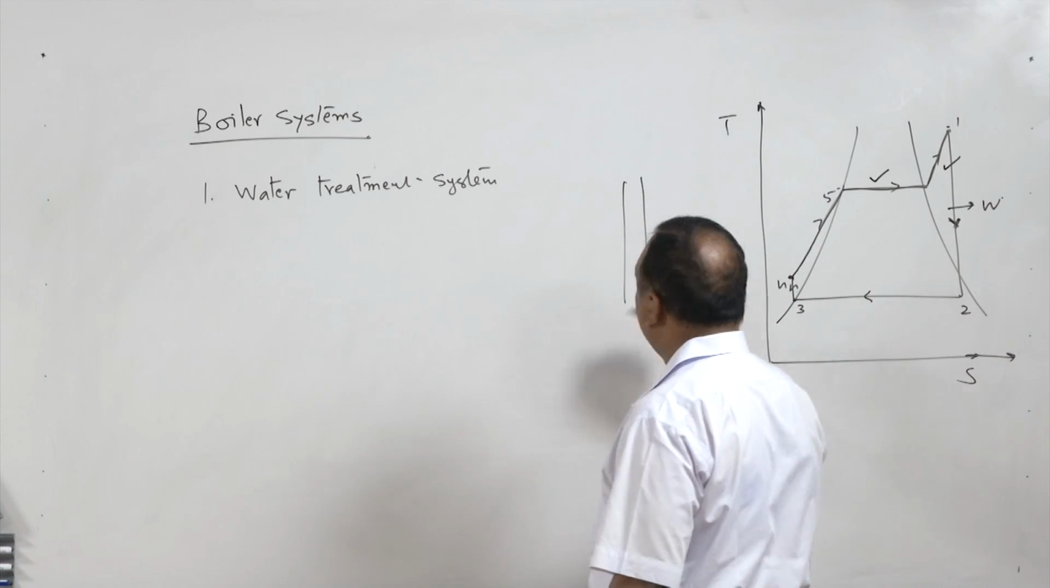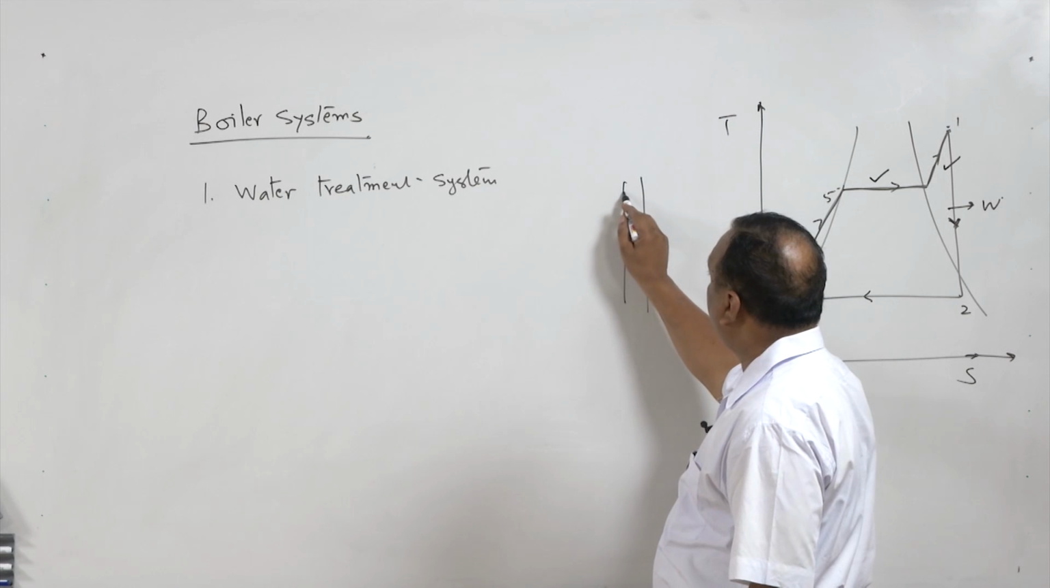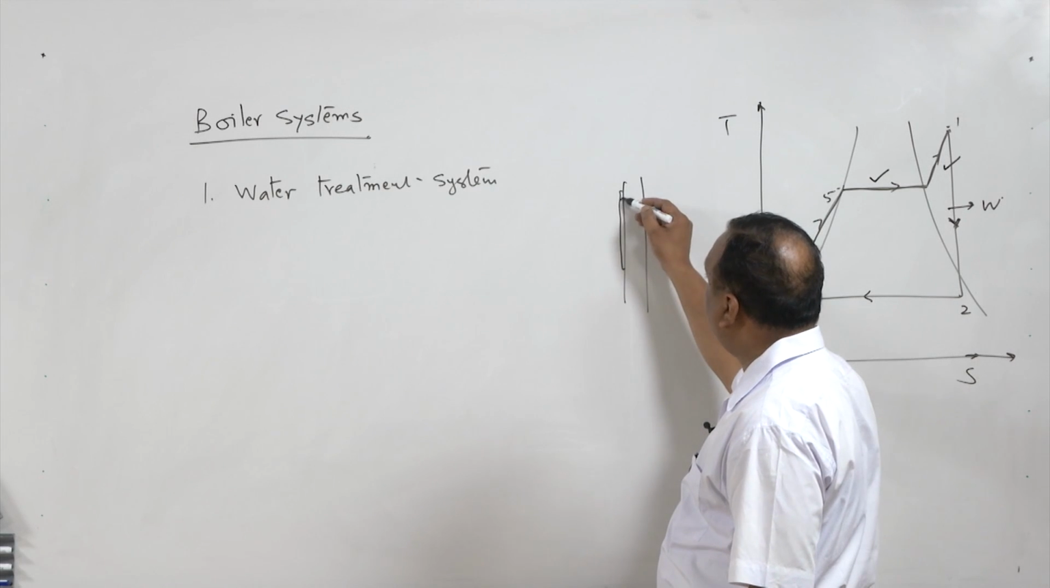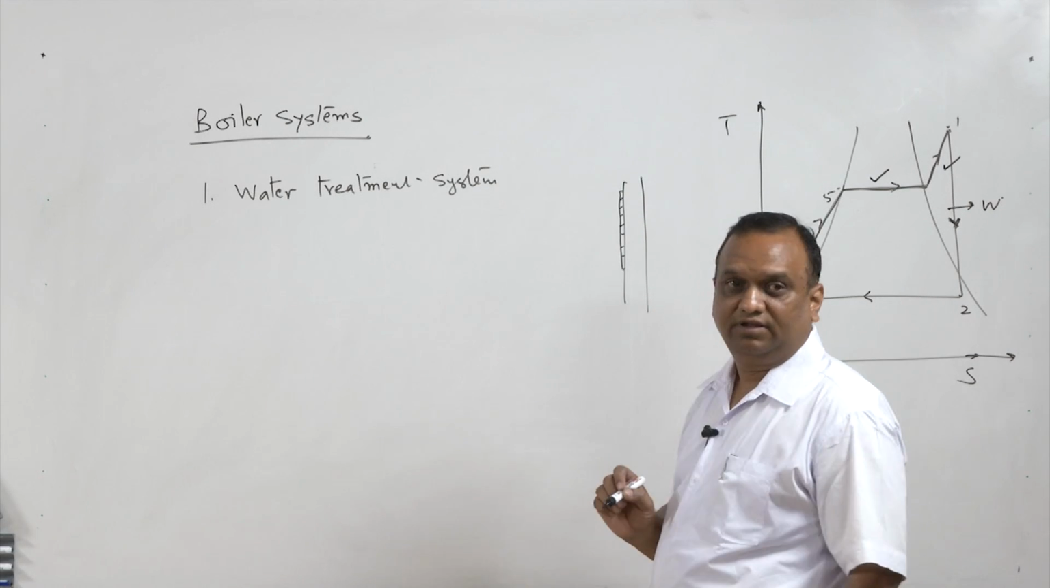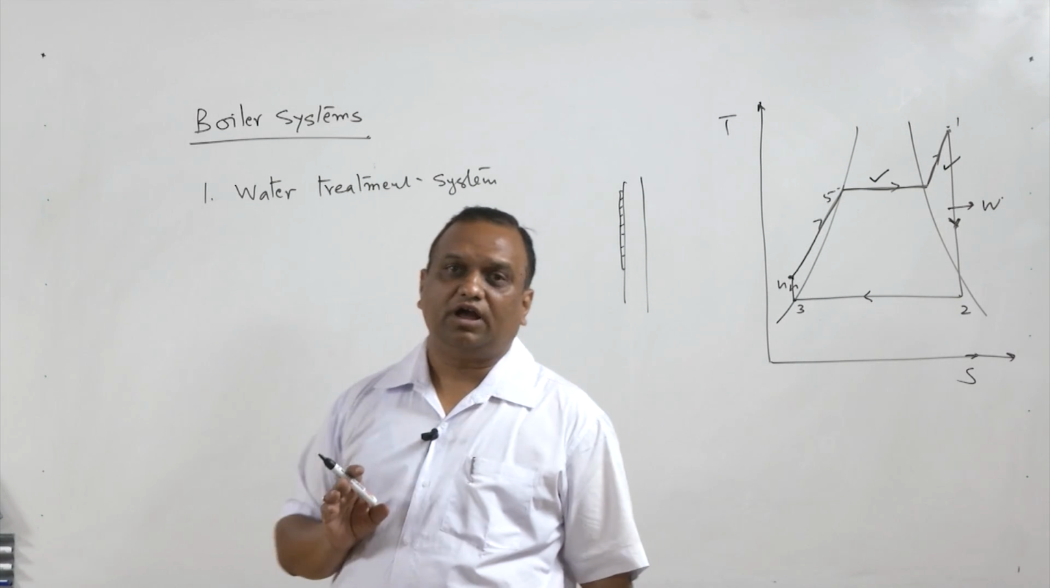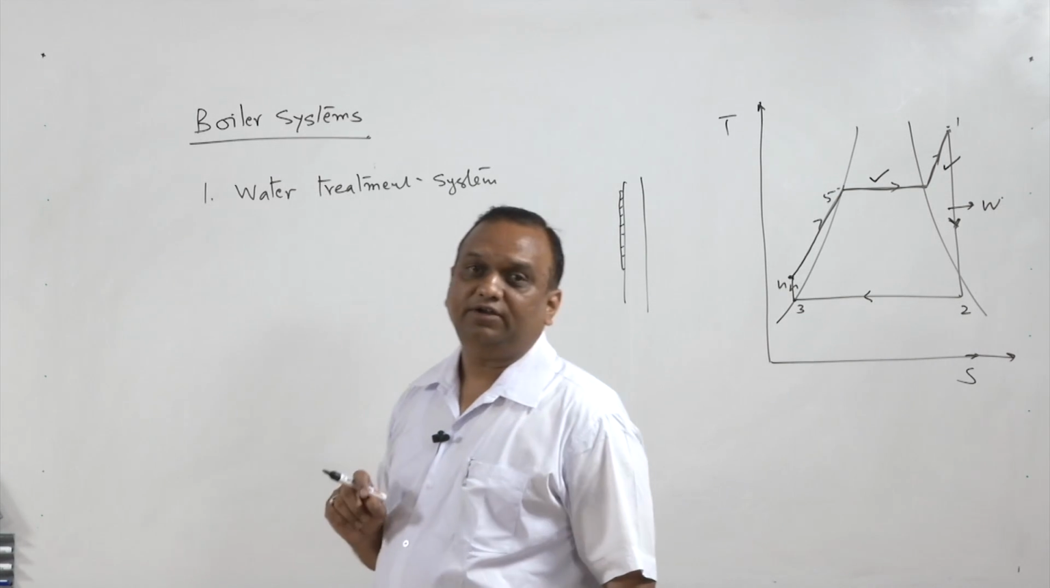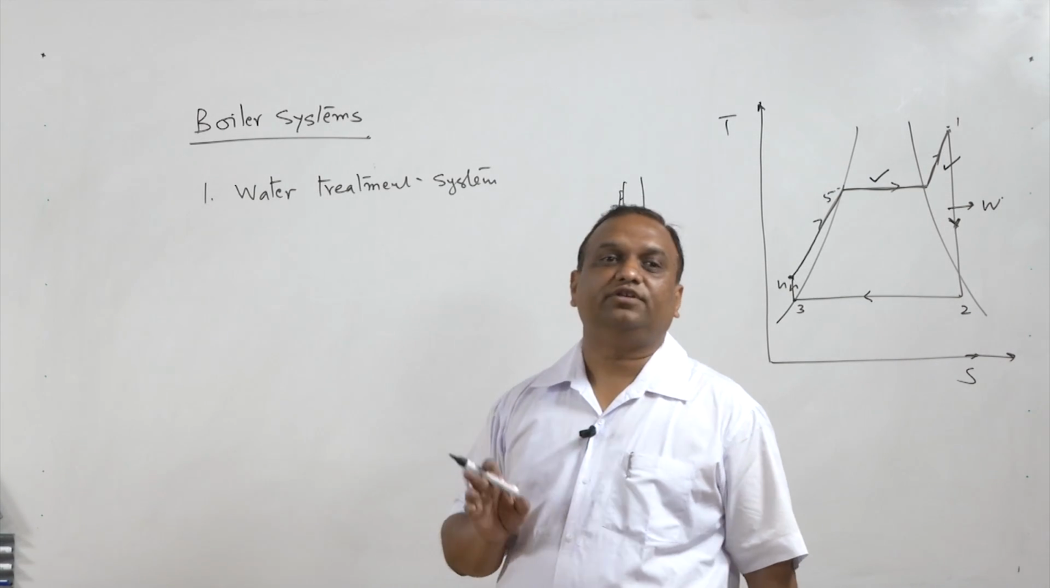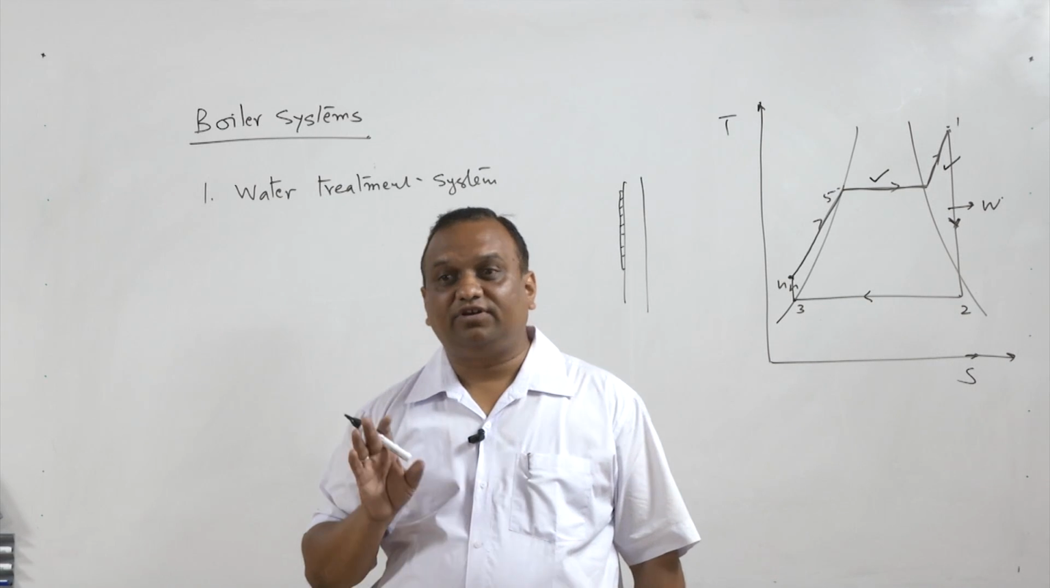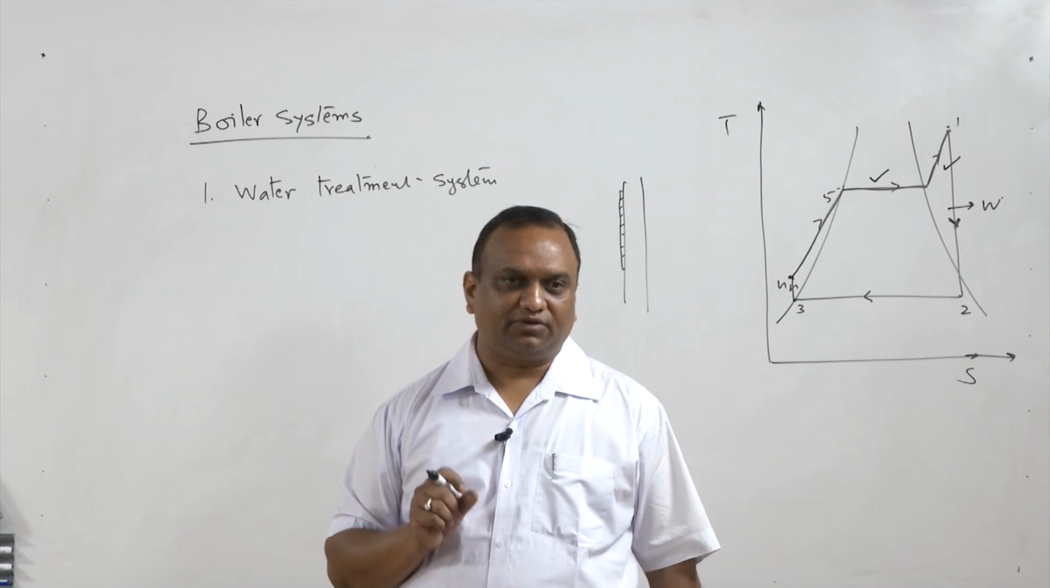Suppose there is a boiler tube. If scaling is done on the surface of the boiler tube, this will hamper the heat transfer, right. So, in order to avoid this scaling, the water treatment is done. Ideally, we should use distilled water in a boiler, but distillation is a very energy intensive process.